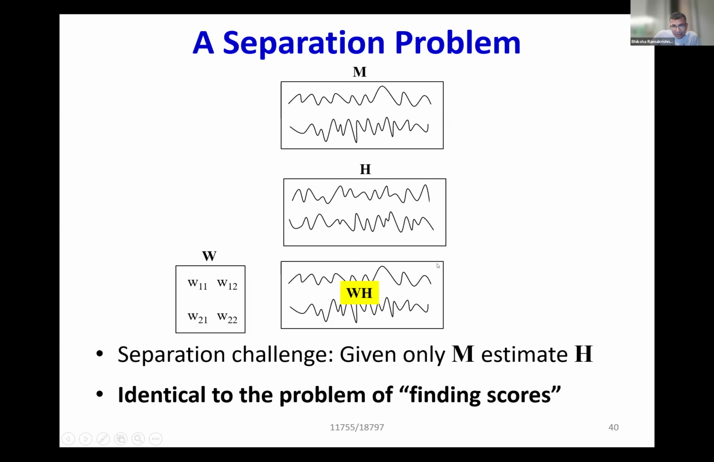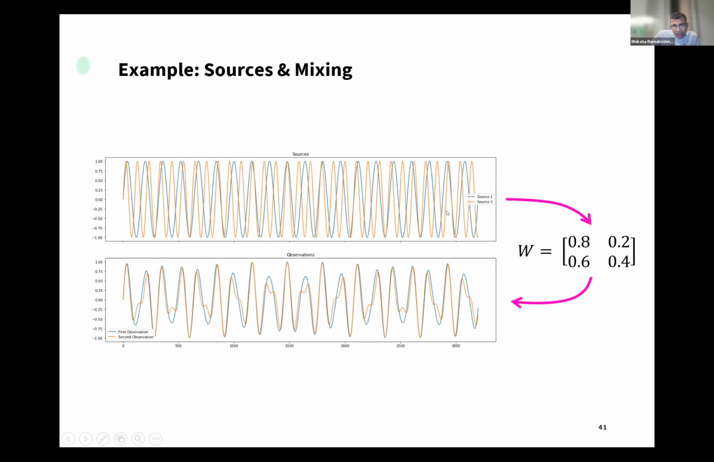You're given this mixed signal M, and we want to find W and H such that W and H combine to give us the mixed signal, with one additional characterization. You want the rows of H to be statistically independent, because the signal produced by speaker 1 has no immediate dependence on the signal produced by speaker 2.